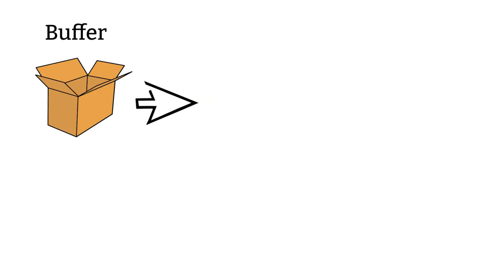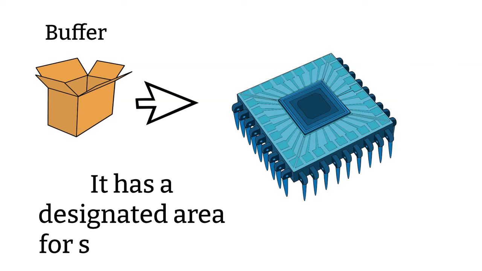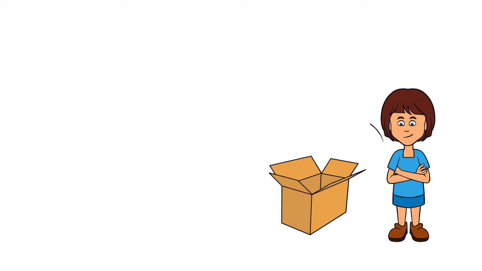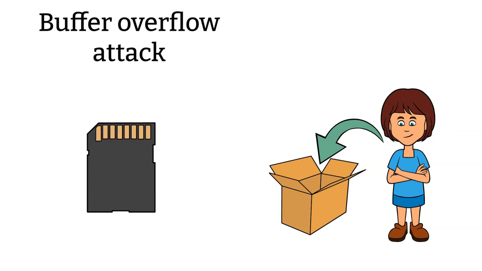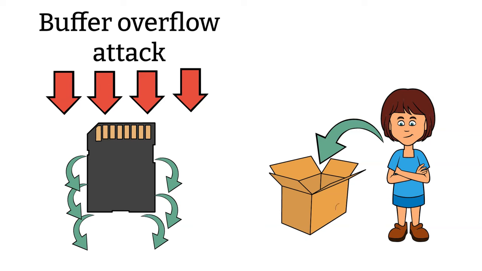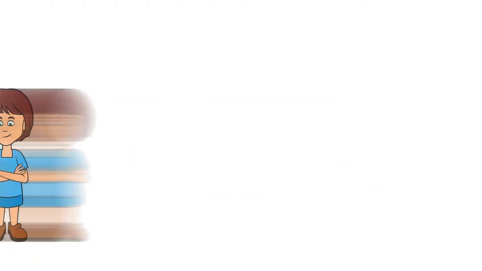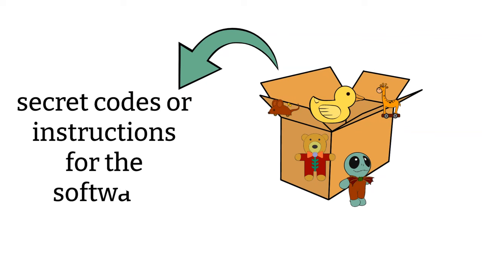A buffer, like that toy box, is something found in computer programs and software. It has a designated area for storing data, similar to when your friend attempts to fit too many toys in the box. A buffer overflow attack is a technique in which someone tries to insert too much data into the memory buffer. The additional information leaks into areas it shouldn't, like toys that fall to the ground, if the software doesn't check itself. Imagine the spilled toys are like secret codes or instructions for the software running.